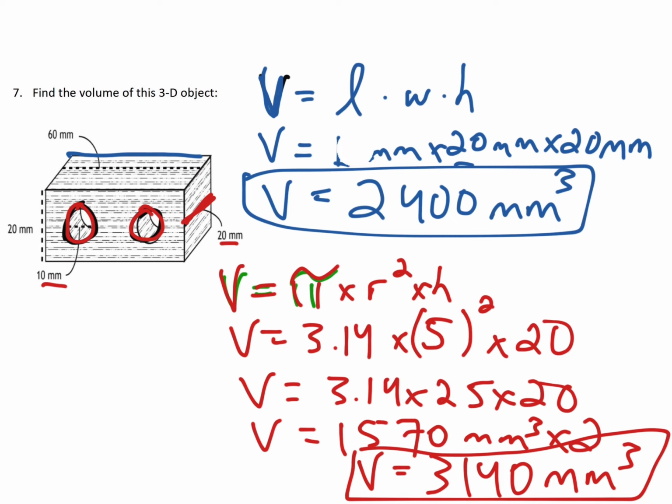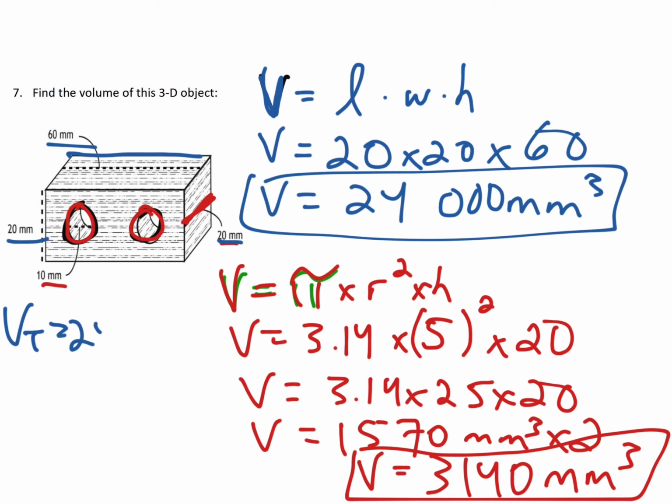Okay, I see what happened here. This should have been 10. No, not 10. 20 times 20 times 60. That's where the mistake happened. 20 times 20 times 60. That actually equals 24,000 millimeters cubed. There we go. So our total volume, 24,000.